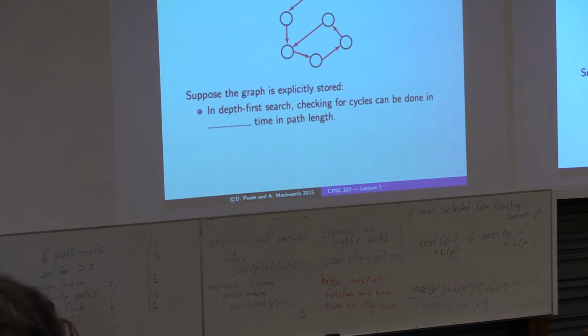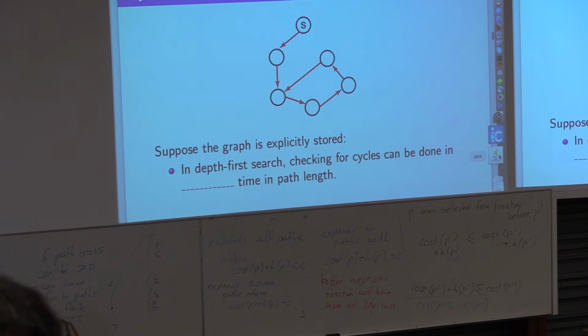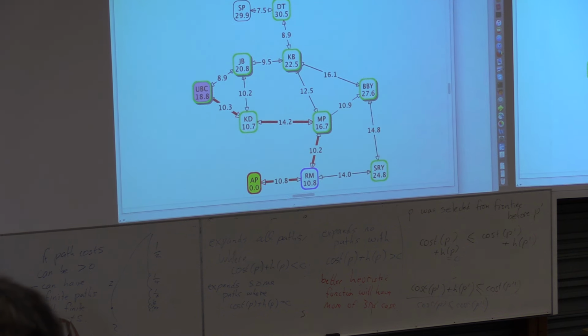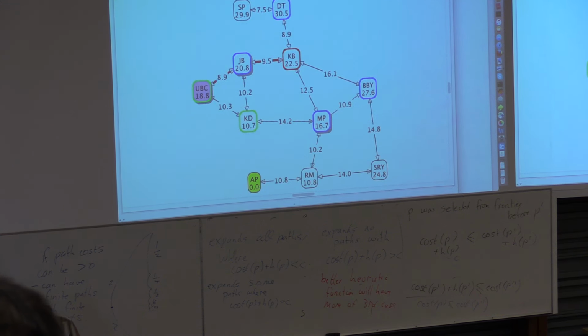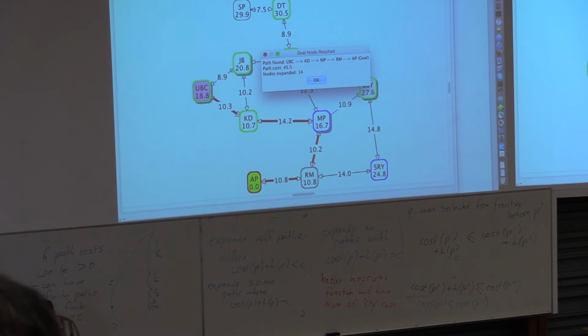So let's have a look at what happens in this graph here. Let's reset this. I've forgotten how many it took before, so let's count it. 1, 2, 3, 4. I'll just keep clicking and it does all of this. This is without it, and it expands 14 nodes.